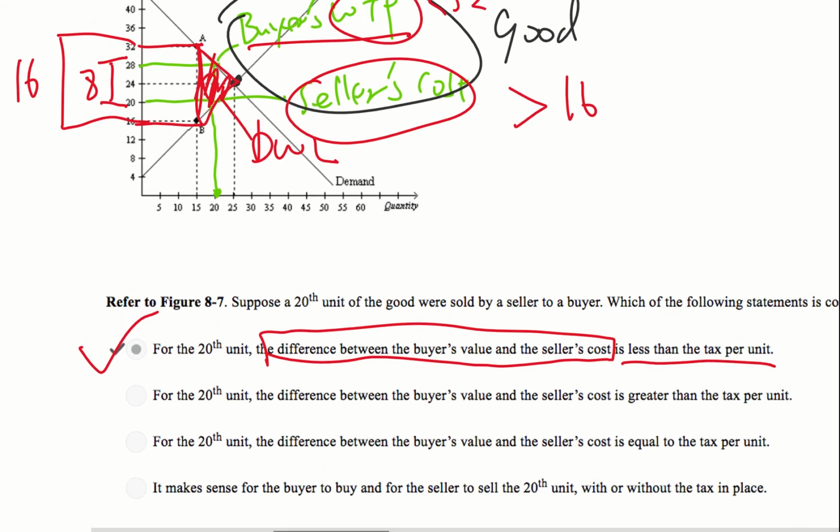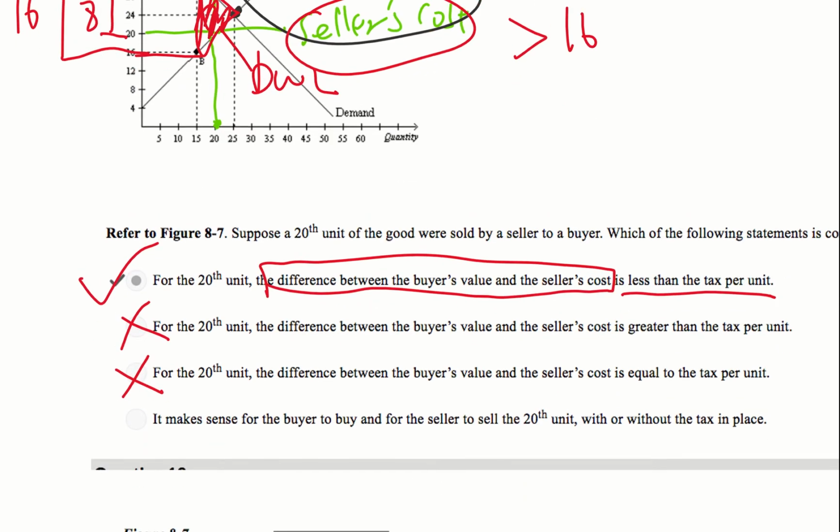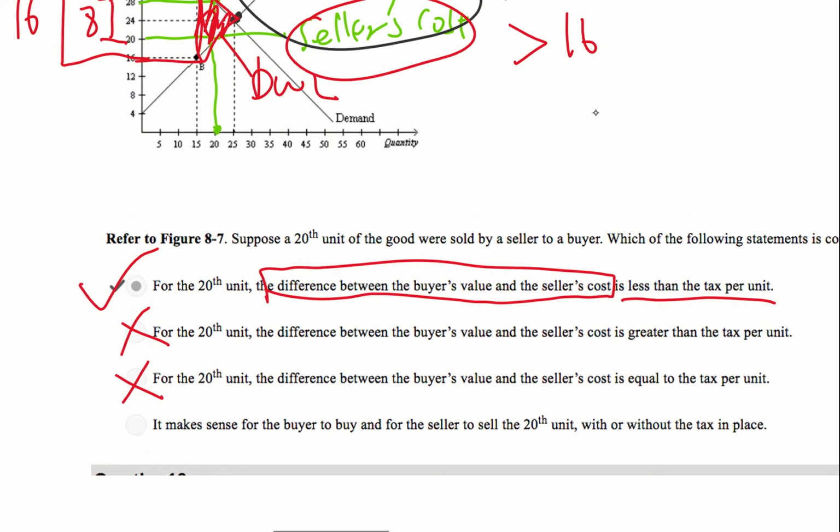Now for the next one, for the 20th unit, the difference between the buyer's value and the seller's cost is greater than the tax per unit. That is false. And for the 20th unit, the difference between the buyer's value and the seller's cost is equal to the tax per unit. That is also false. And the last one, it makes sense for the buyer to buy and the seller to sell the 20th unit with or without tax. That is false too, because this only makes sense when there is no tax. But when you have a tax, you wouldn't sell anymore, or you wouldn't buy anymore. So this transaction is gone. That's part of deadweight loss.